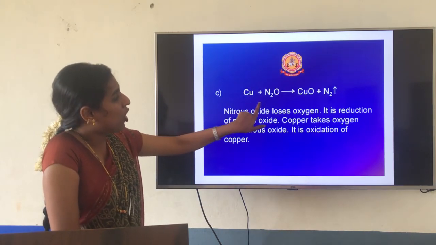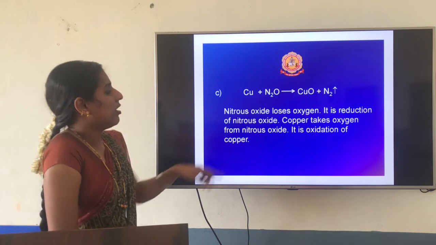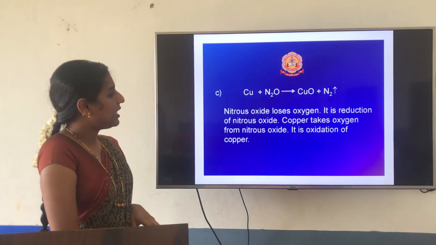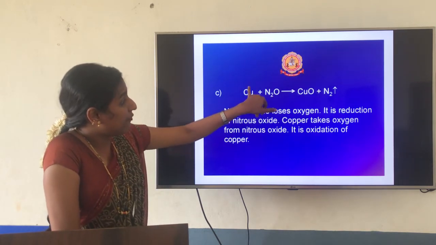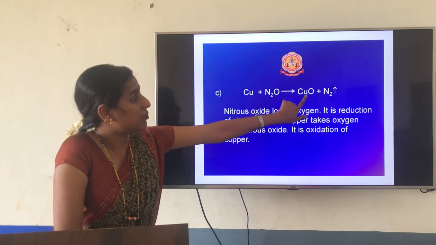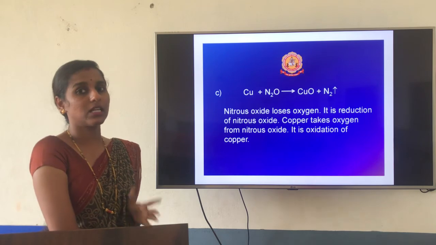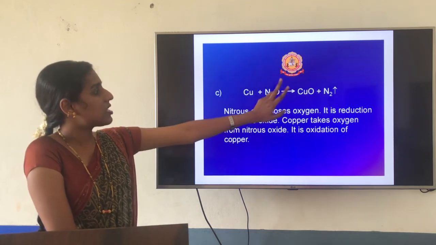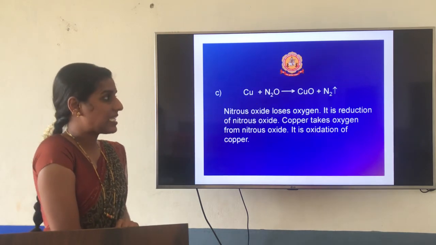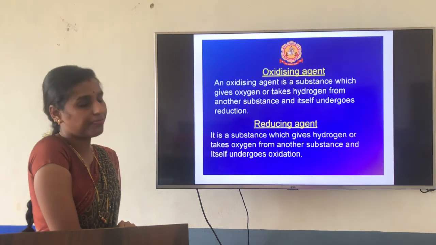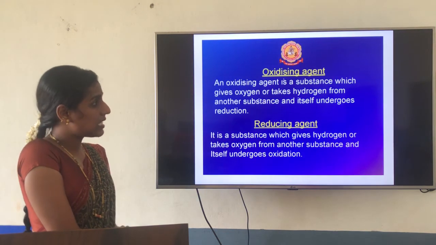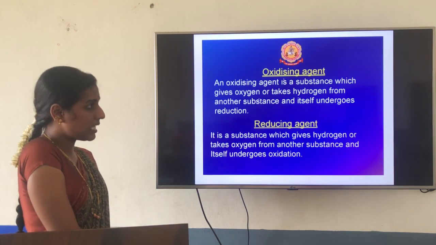So if you go with the copper as well as your copper oxide, here what will happen? You can find oxygen is not in the reactant, but in the product you can find the oxygen. So it means that addition of oxygen has been done, and that is nothing but oxidation. So oxidation as well as reduction take place simultaneously in a reaction. Now what is meant by oxidizing agent as well as reducing agent?